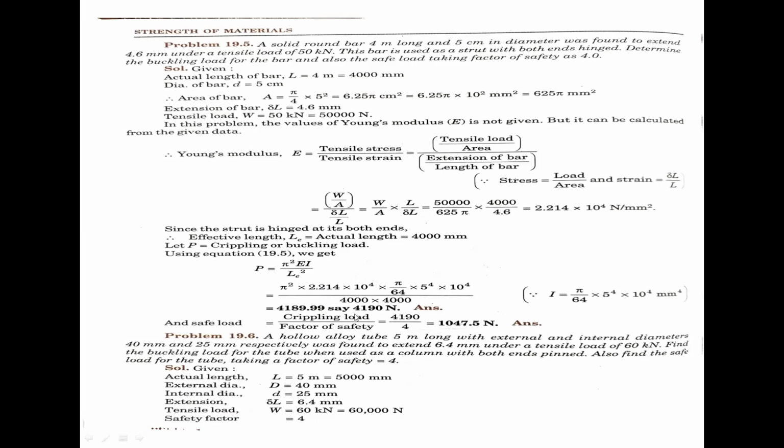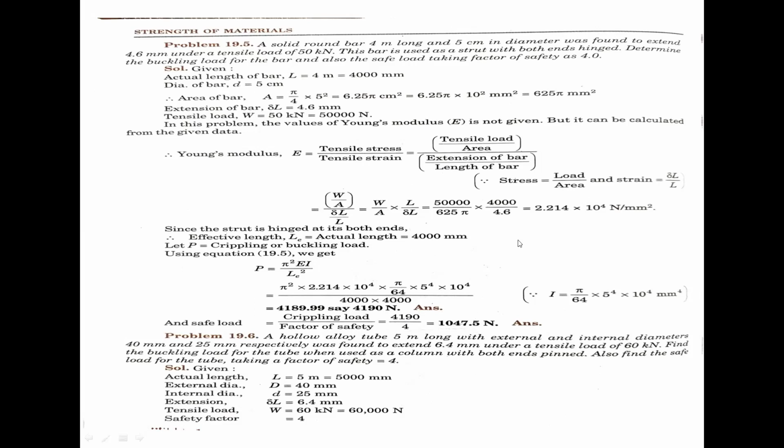Finally we get 4189.99, say 4190 newtons. This is the crippling load, that means buckling load. Now the factor of safety is given in this problem. For the safe load, use the formula crippling load divided by factor of safety, that equals 4190 divided by 4, that equals 1047.5 newtons.